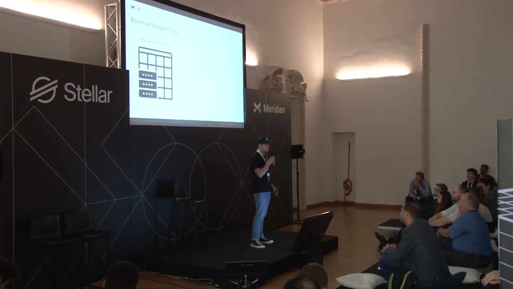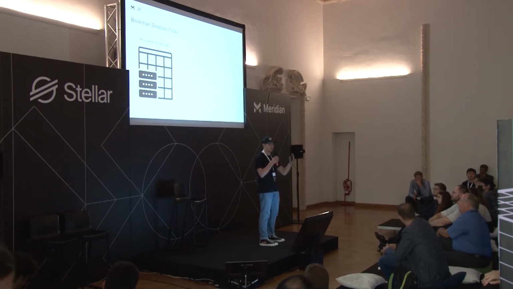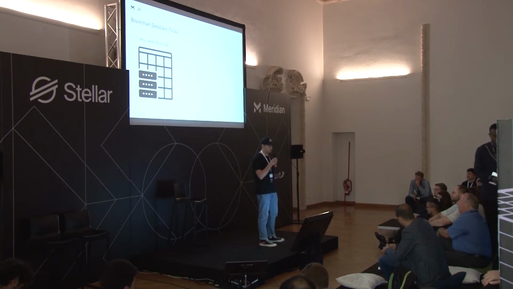During consensus, we do many reads to this database. For instance, say Sally wants to send 10 XLM to John. We need to load Sally's account, see that she has 10 XLM in that account, and then decrement that from her account, and then add it to John's account. These are all key value lookups.